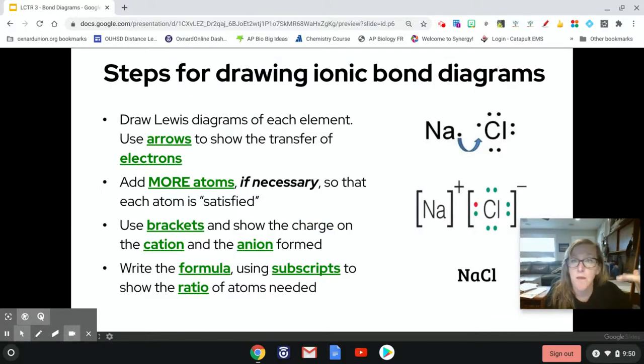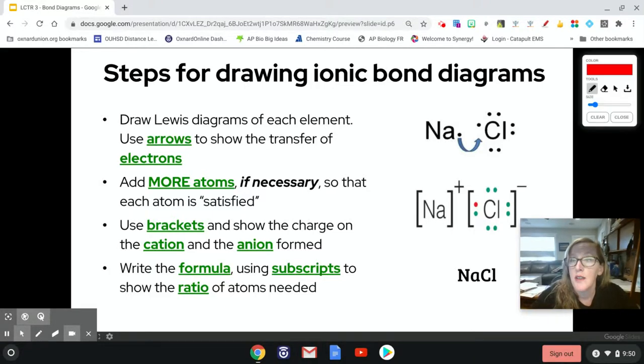These are the steps for modeling the formation of ionic bonds, and we'll do a few practice on the next slides. So first, you're going to want to draw Lewis diagrams of each element. Make sure that you have your periodic table handy and you're able to identify how many valence electrons each element has. Because remember, Lewis diagrams only show valence electrons. Then in the diagram, you can add more of each atom if necessary to show that each atom is satisfied.